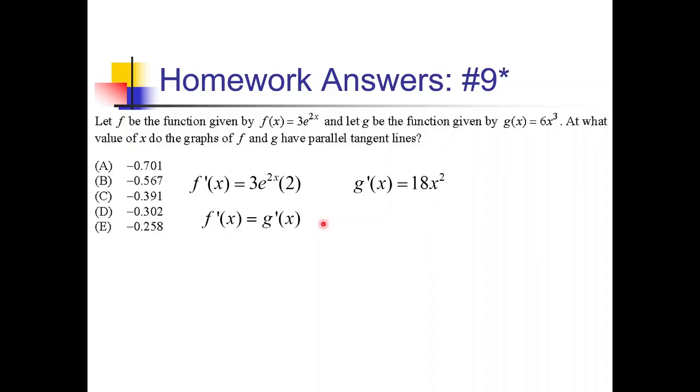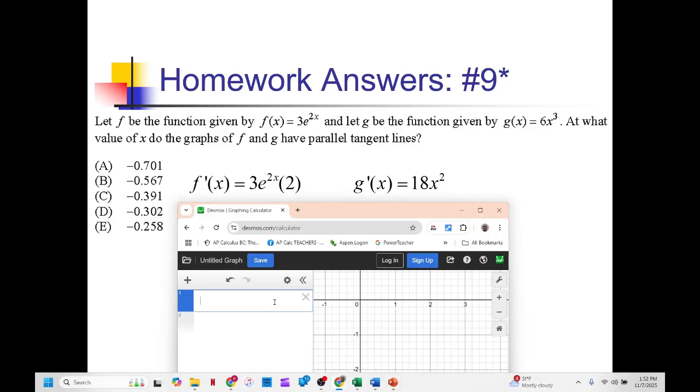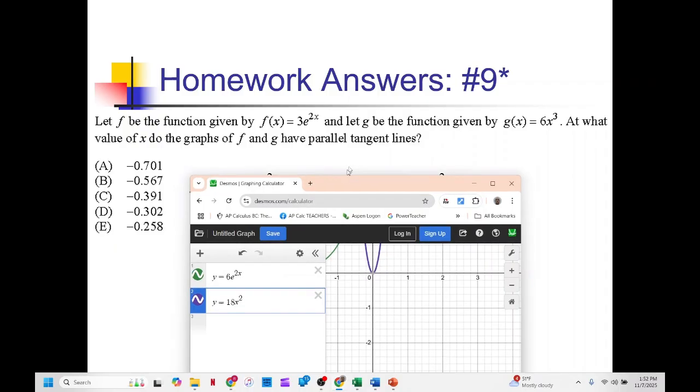I don't want to try to do this algebraically. I don't think there really is a clean way to do it algebraically, so I'm going to use the grapher instead. So here's my Desmos window. Let me create two equations. We'll say y equals, and I can simplify this a little. We'll call this 6e to the 2x. And then let me do also y equals 18x squared. So we've got f prime and g prime.